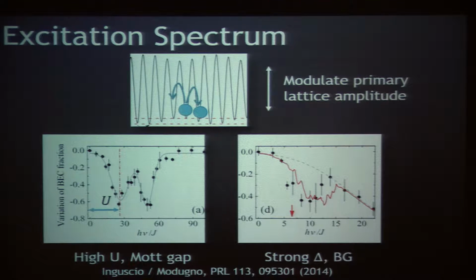Why do you modulate the amplitude? Why do you not modulate this one? It's much easier to modulate the amplitude, and it does what you need. Technically, it's very easy compared to having the lattice shake back and forth. It's a way to sort of probe this excitation spectrum and look for what happens in the Mott gap, right? And what they're seeing here is the Mott gap is getting kind of washed away by the disorder. Yeah, good question.